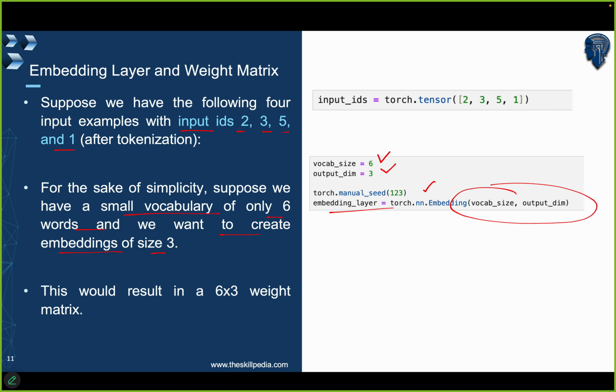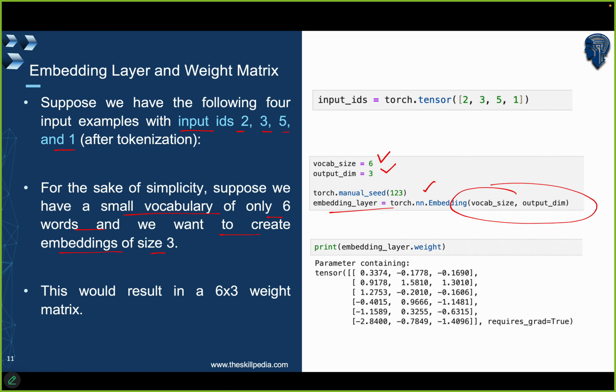This results in a 6 by 3 weight matrix, and this is what we can print: embedding layer dot weight. Embedding layer dot weight gives us the weight matrix of the same embedding layer, where we define the vocabulary size to be 6 and output dimensions to be 3. This is the weight matrix of that dimensionality, and we call it using the weight attribute of the embedding layer object which we created here.